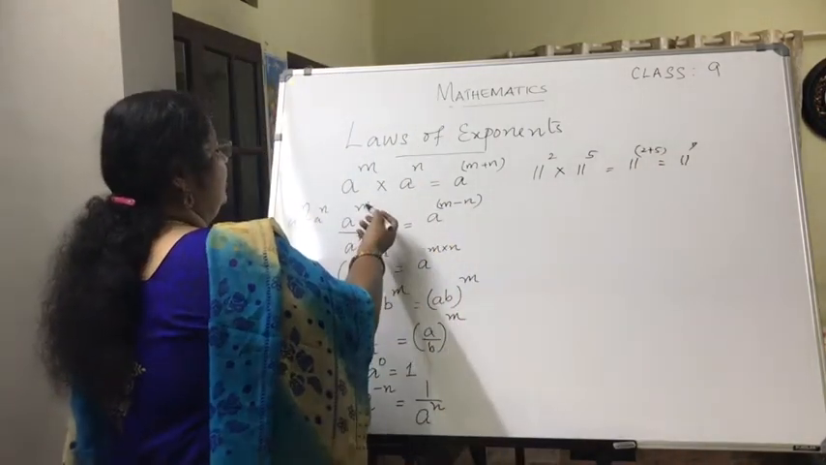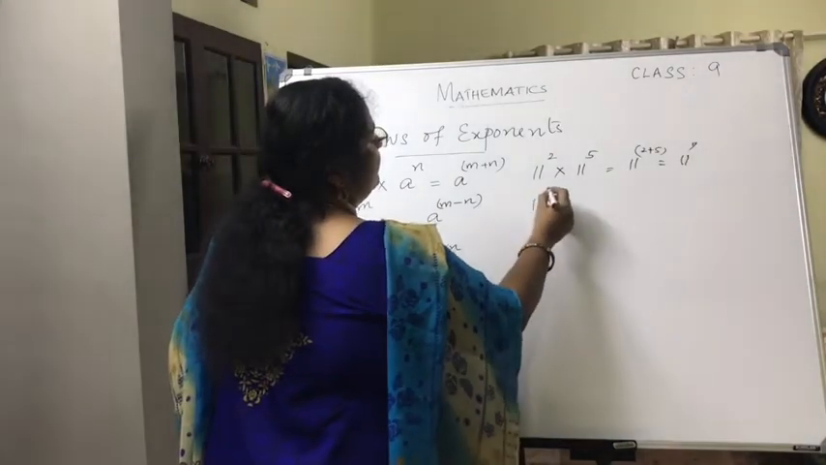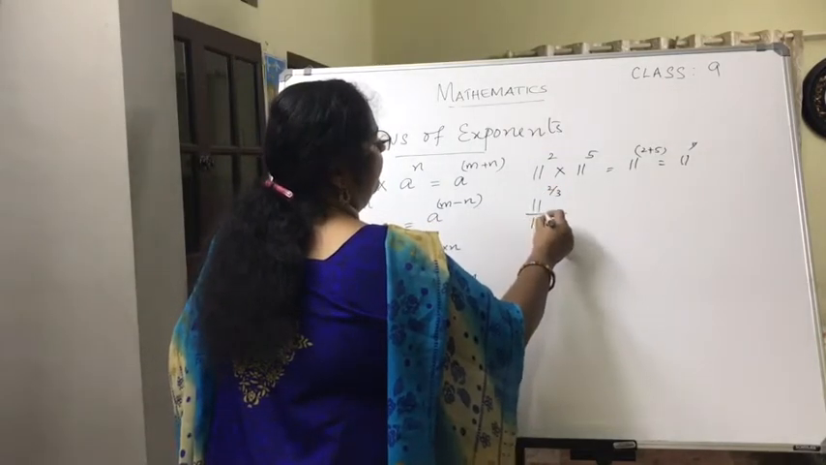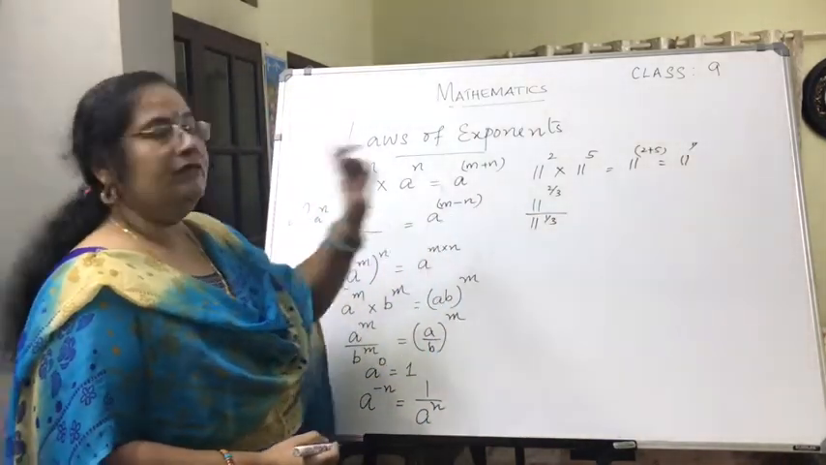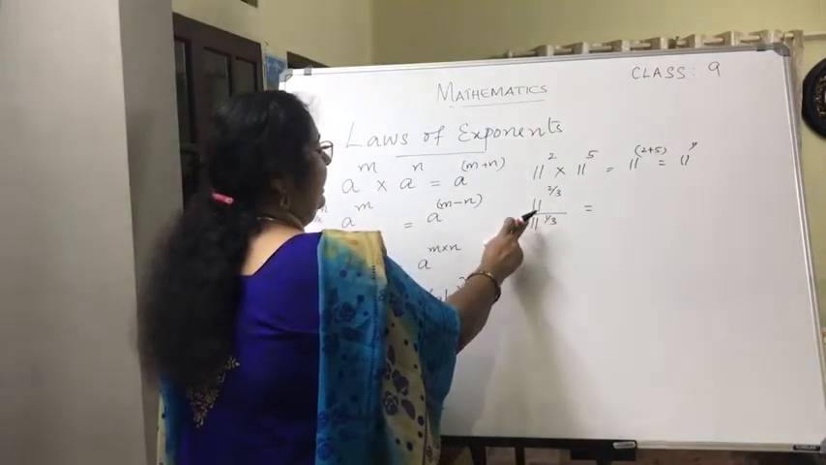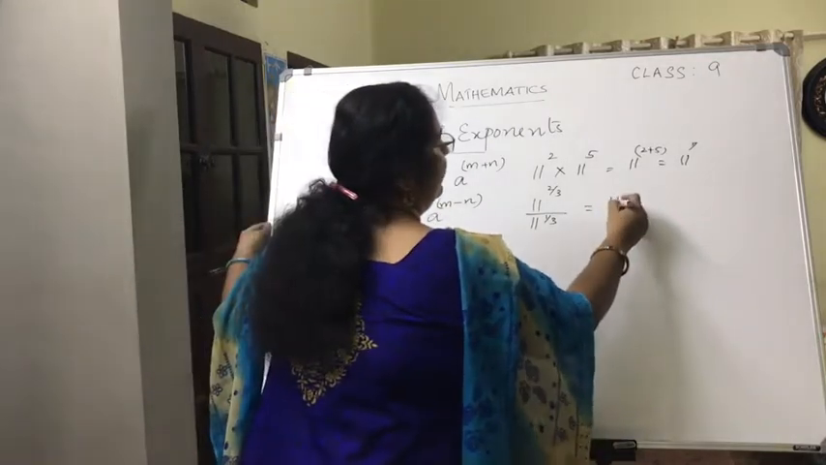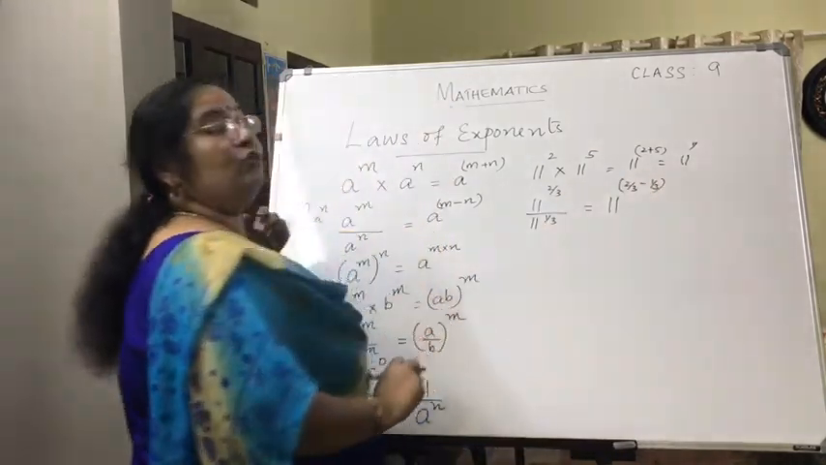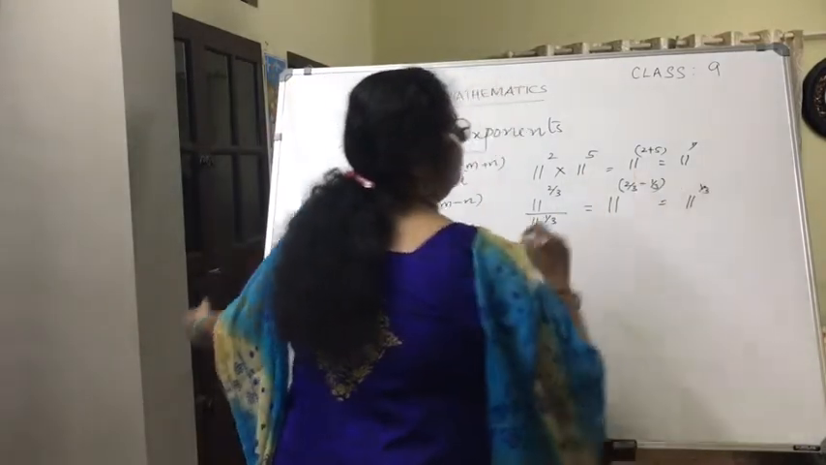Now this a raised to m divided by a raised to n. Suppose you are having 11 raised to 2 by 3 divided by 11 raised to 1 by 3. So power can be anything. It can be even a fraction. So this will be equal to what? A raised to m divided by a raised to n is equal to a raised to m minus n. So this will be 11 raised to 2 by 3 minus 1 by 3. What is 2 by 3 minus 1 by 3? 1 by 3. So this will be 11 raised to 1 by 3.